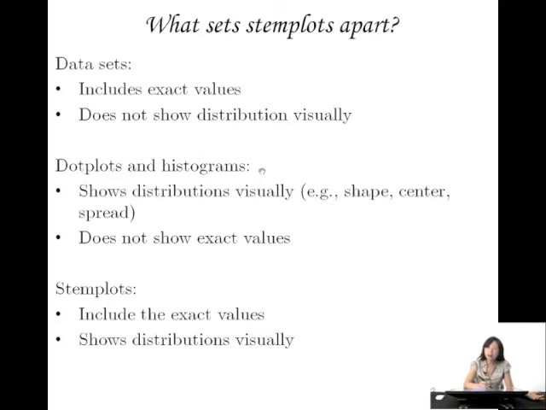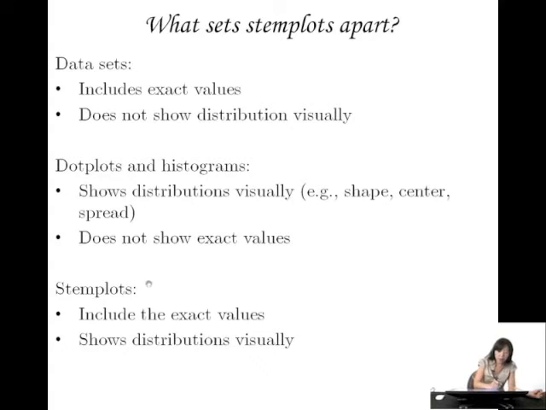The nice thing about dot plots and histograms is that they show you the distribution visually. You could see the shape. You could sort of see the center and the spread, how spread out it is. But unfortunately, they don't always show the exact values. Sometimes dot plots do, but only if you have a very, very small range.